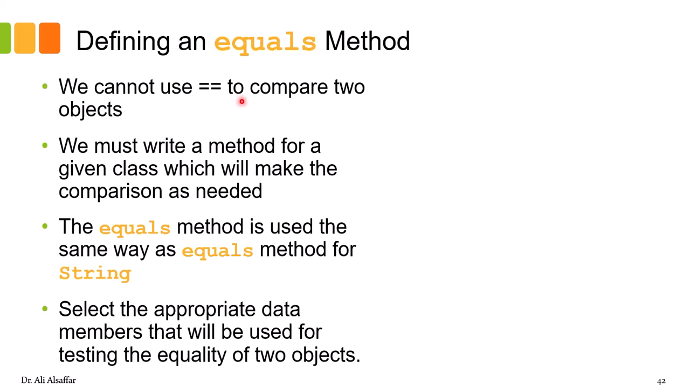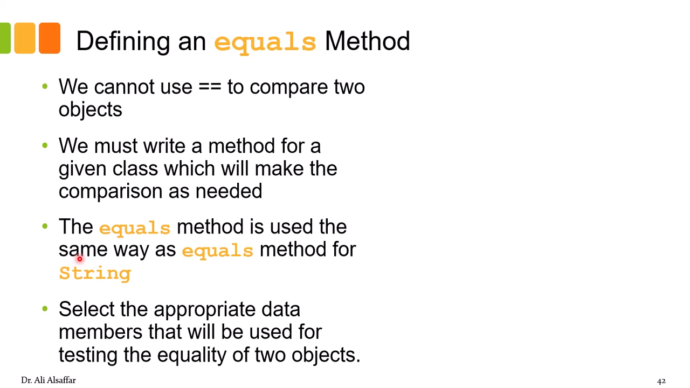Similarly, if you have two objects of user-defined classes, for example bank account or circle classes, how do you compare whether the two objects are the same or not? We cannot use equal equal to compare two objects. We must write a method called equals, or you can name it by any name, but usually they call it equals. So we must write a method for a given class, which will make the comparison as needed.